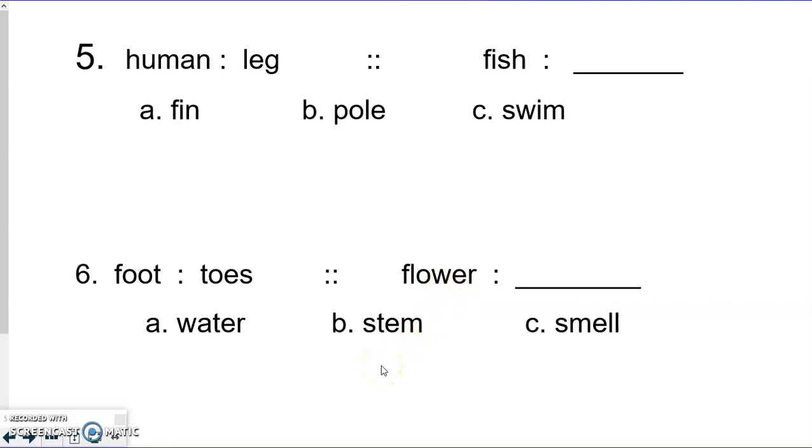So look at our answer choices. We're choosing the very best answer, the answer that makes the strongest relationship. So show me with your fingers what you're thinking. Show me a 1 for A, or a 2 for B, or a 3 for C. All right, the answer here is 2, which is letter B, or the word stem. That is the correct answer. So foot is the whole, toes are the parts, flower is the whole, and stem is the part. So in these verbal analogies, we were looking at whole to parts or parts to whole.